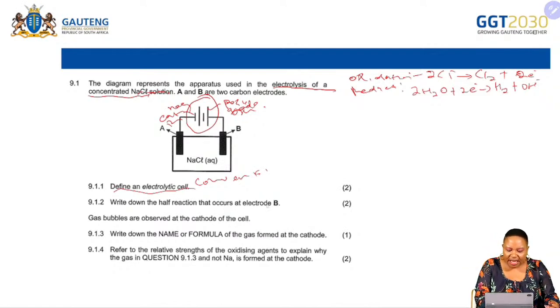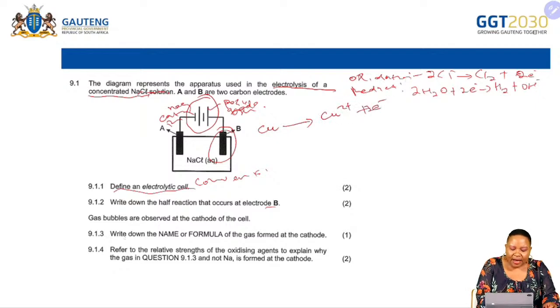Write down the half reaction that occurs at B. So at B is our anode side. So we know that according to the summary of the half cell, we're going to have impure copper undergoing oxidation to give you copper 2 plus ion plus 2 electrons.